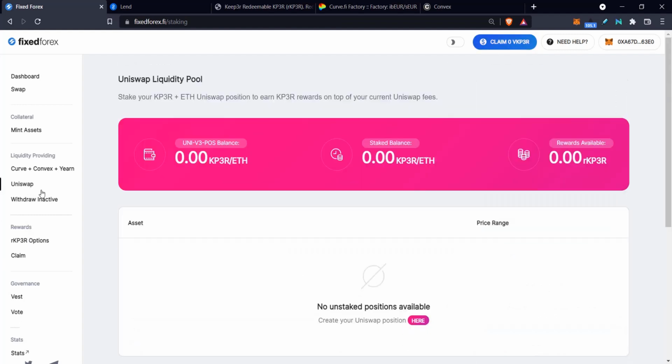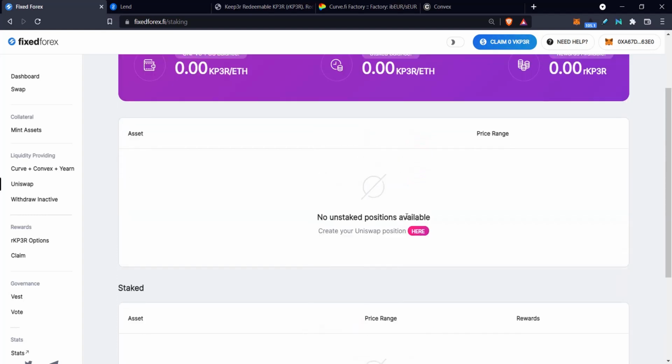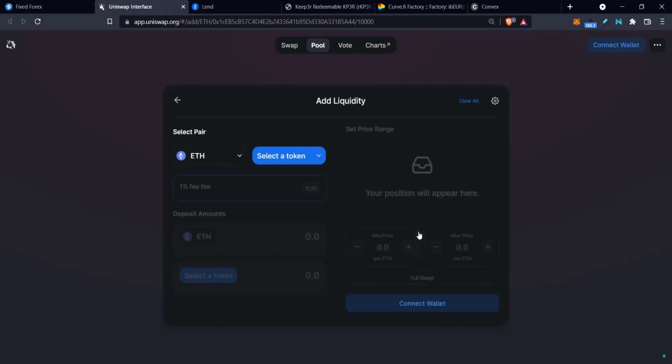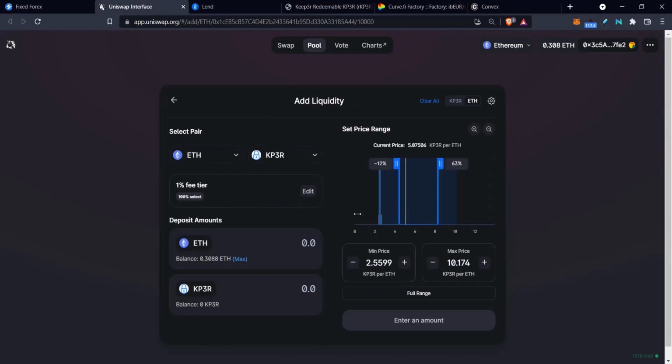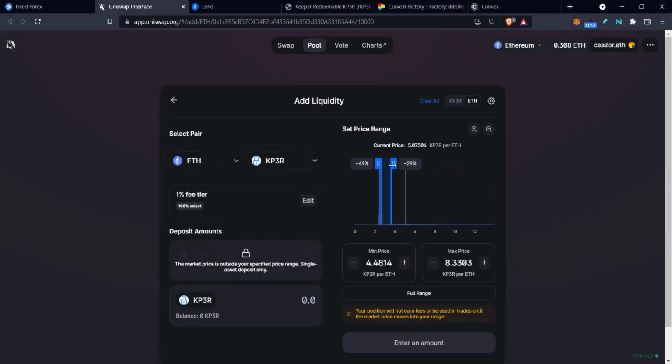So another possibility for fixed Forex is you can provide Keeper tokens versus ETH to a Uniswap version 3 pool. This is a pretty complicated thing, but basically you could go here. If you had some Keeper and you had some ETH, you could supply to a certain price range that you think is a good idea. This is a very complicated thing, so I'm not going to talk about everything right now. This is something you have to do your homework on. This is the topic for another video.